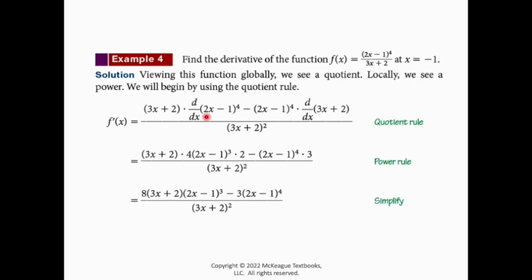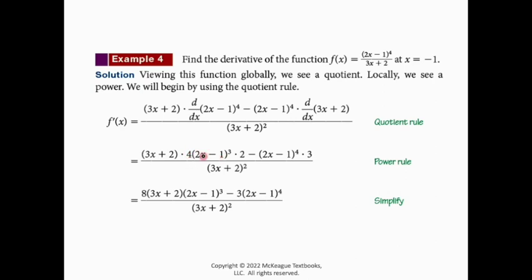So we're going to take the derivative of (2x - 1)^4. Because we have this inner function here, we have to multiply by the derivative of the inside. So we're going to be using the chain rule. I'm going to bring the 4 down in front. That's where this is coming from.